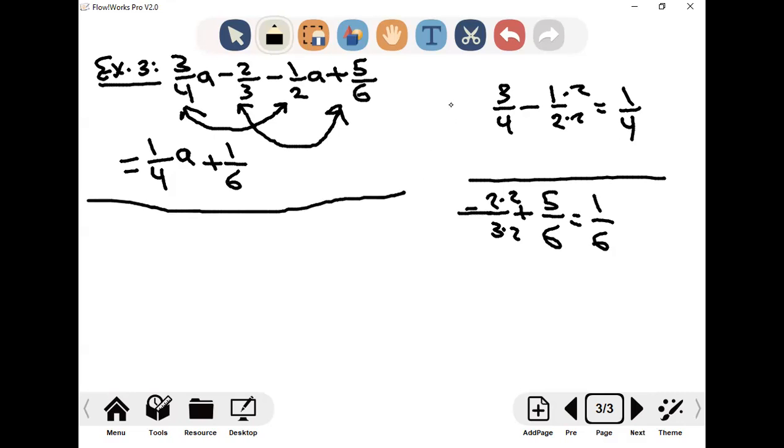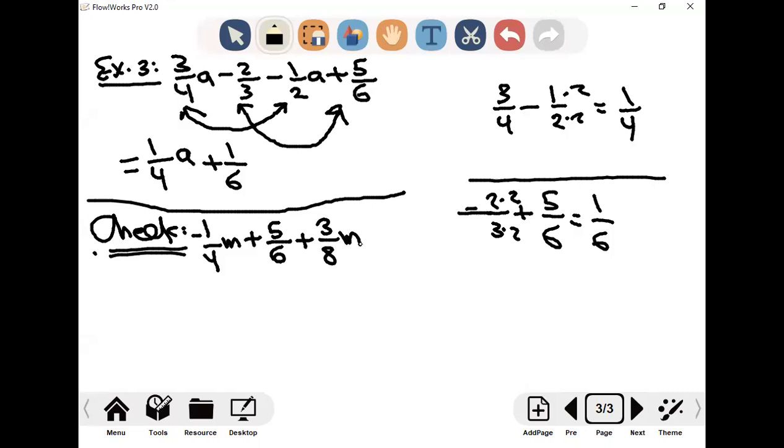Let's do the check after example 3. We have a check, let's do it. It is on page 236, right? Simplify negative 1 over 4m plus 5 over 6 plus 3 over 8m minus 2 over 3. Okay?